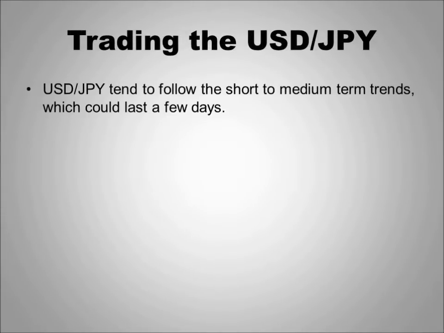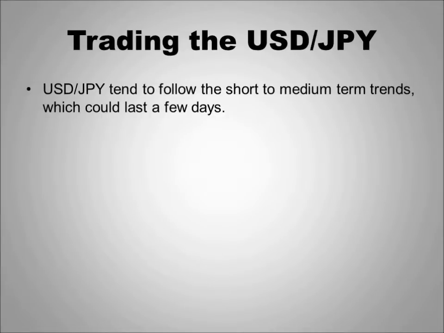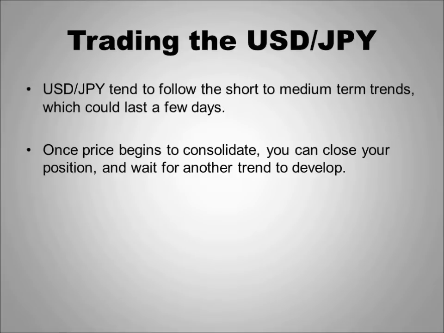So, how do we trade the US dollar Japanese yen? They tend to follow the short to medium term trends, which could last a few days. So, this goes along with the previous videos that I've done about the Nikkei and the Dow and its relationship with the US dollar Japanese yen pair. So there's a lot of correlation between how the US dollar is doing and how the Japanese yen is doing, which is another reason why this pair is a very popular pair to trade on. Once price begins to consolidate, you can close your position and wait for another trend to develop.